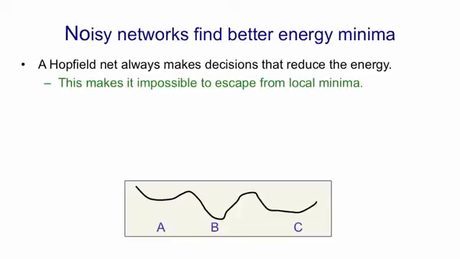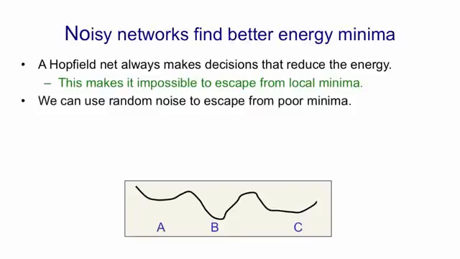So if you look at the landscape here, if we get into the local minimum A, there's no way we're going to get over the energy barrier to get to the better minimum B, because we can't go uphill in energy. If we add random noise, we can escape from poor minima, especially minima that are shallow, that is, ones that don't have big energy barriers around them.